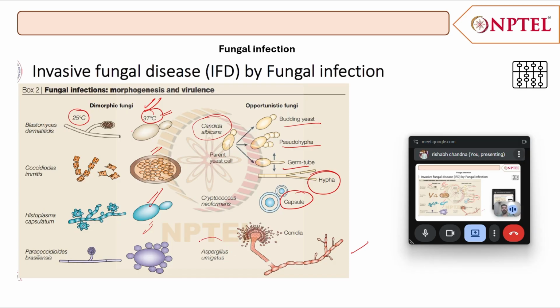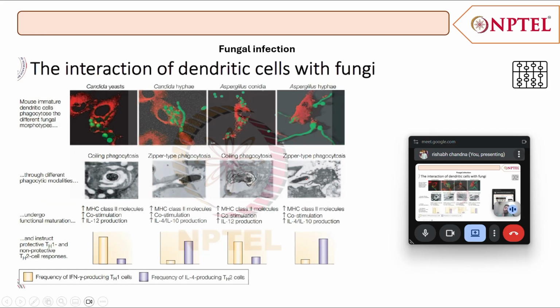Okay. Then we have Aspergillus fumigatus that has conidia. So they grow as conidia and they infect as conidia. Okay. So these are some of the fungi that are either dimorphic or opportunistic in their growth. Okay. So moving on, how they interact with the dendritic cells, how the fungus interacts with the dendritic cells.